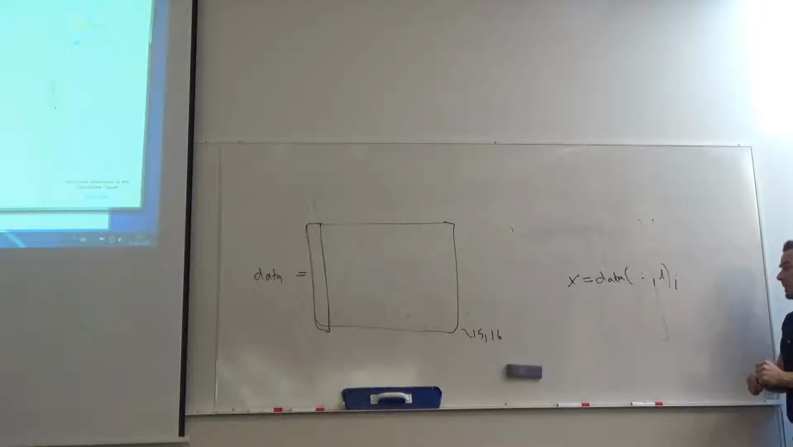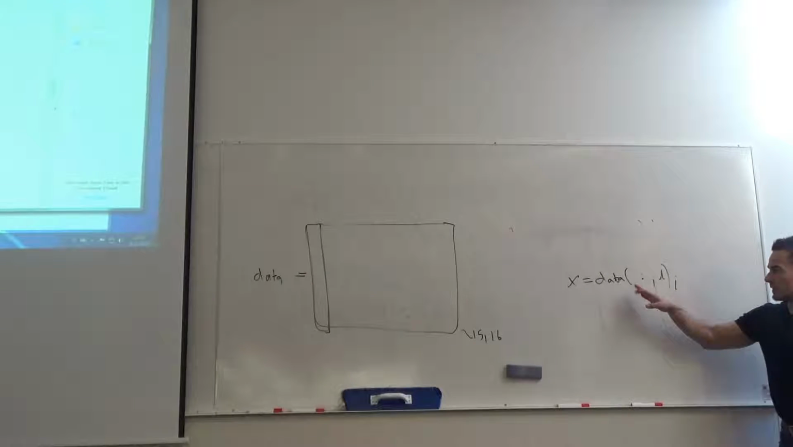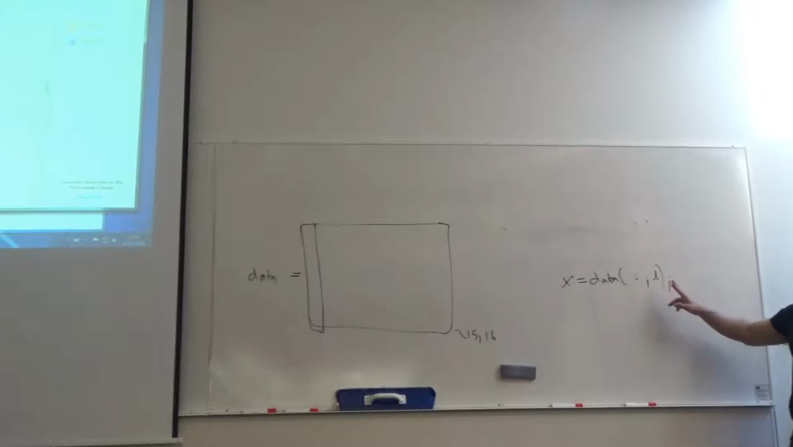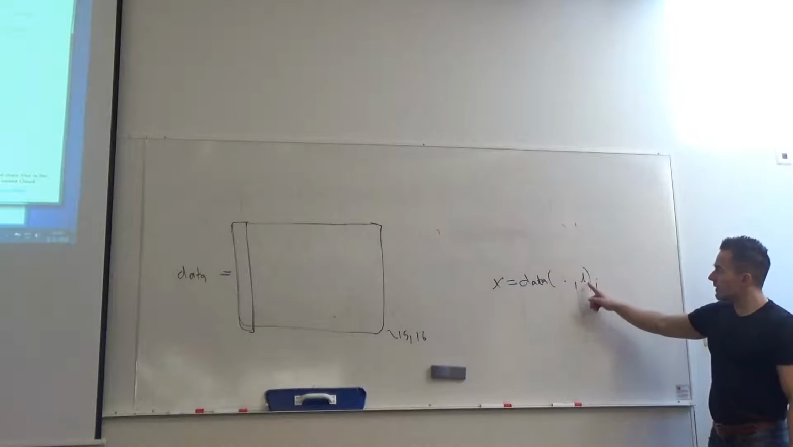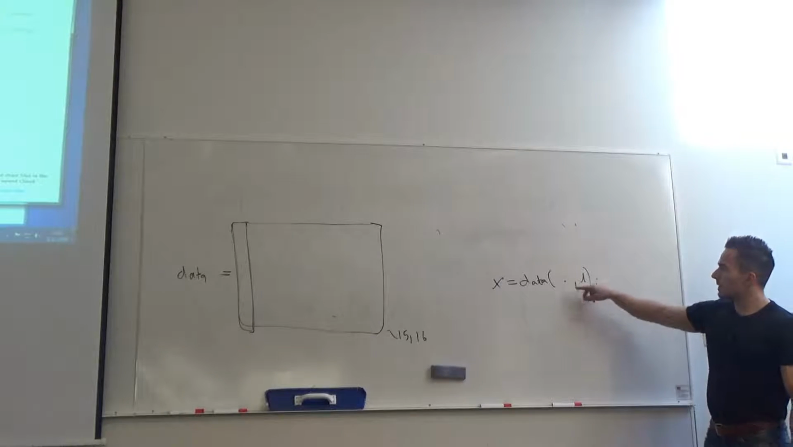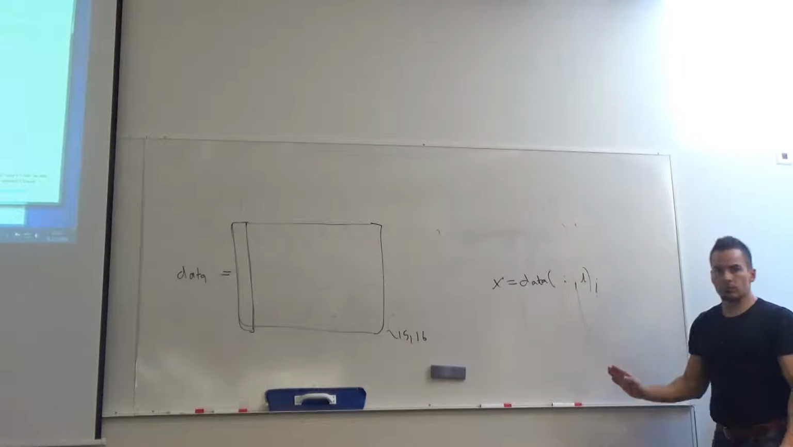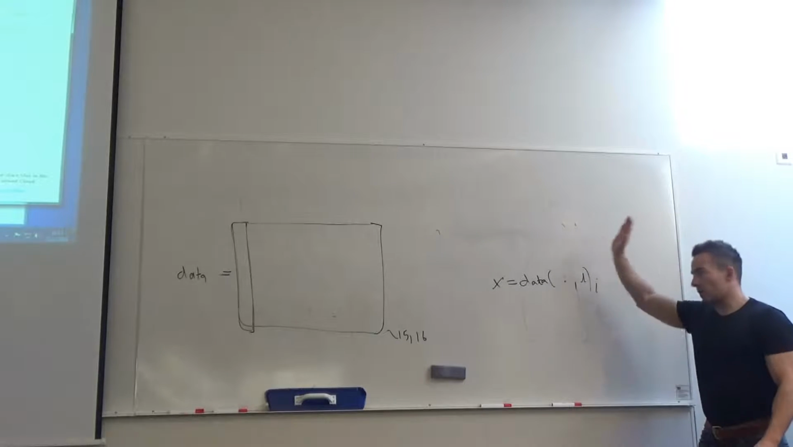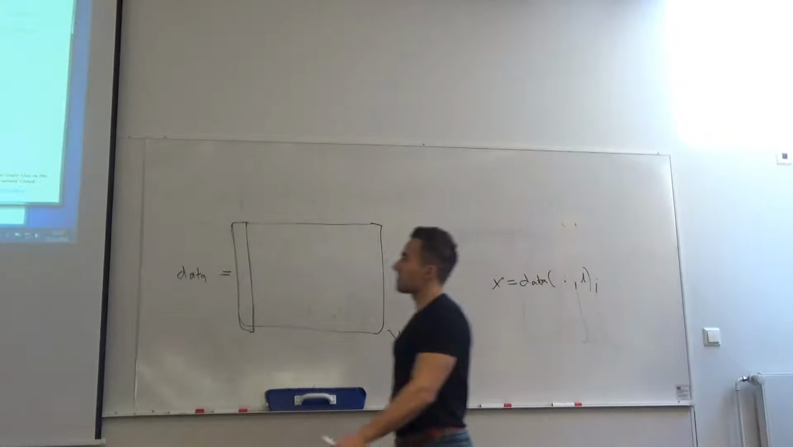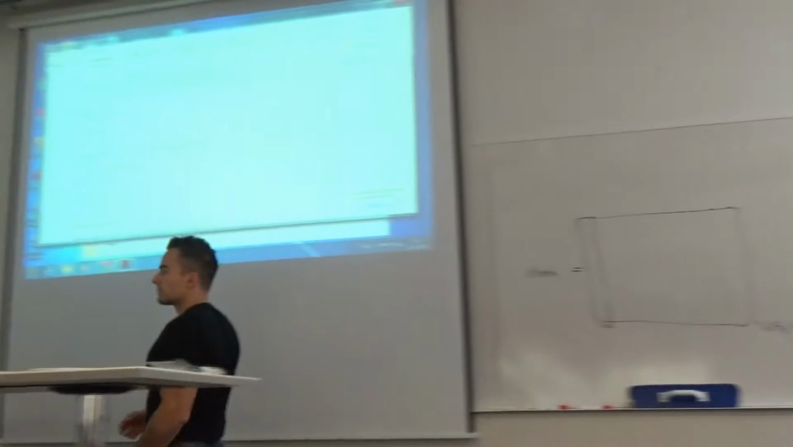So it tells Matlab, okay, go to the data matrix here. We know the second guy here denotes the column index. Go to the first column. The colon means take all rows. So X is defined as the whole first column vector. That's it. Like the previous time, nothing new.